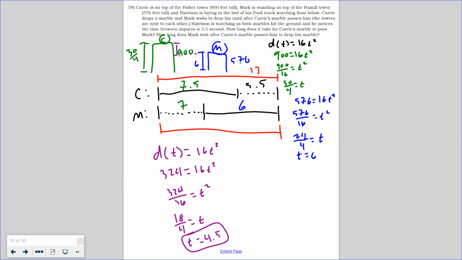Okay. And how long does Mark wait? So Mark waits 7 seconds after Carrie drops her marble before he drops his.